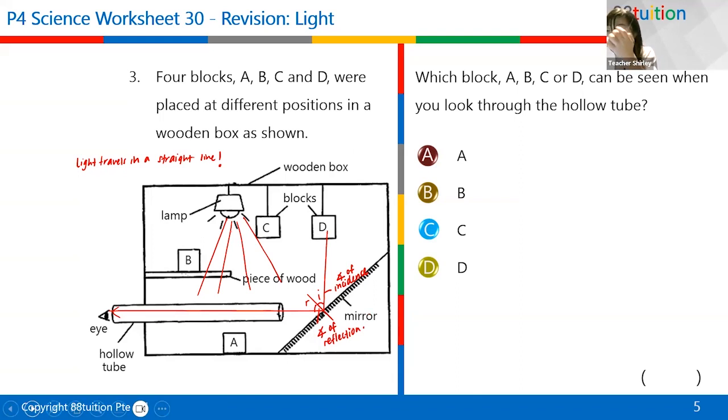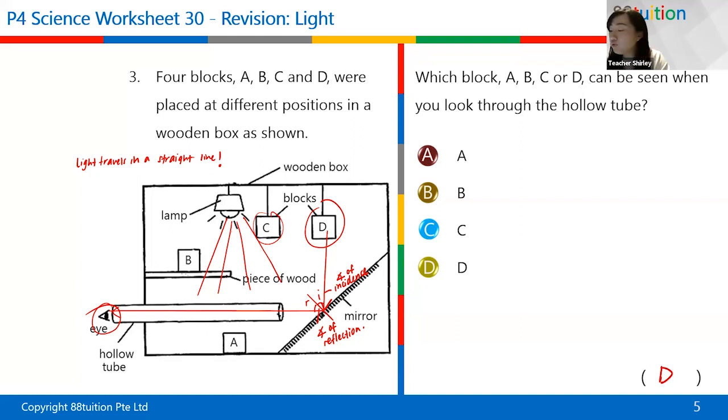Okay, so angle of incidence, angle of reflection. The angle of incidence will be cast on the mirror. The angle of reflection will then be reflected into the eyes. So which object will the eye see? Actually, it's object D. It cannot reach object C because object C is at a different angle if I were to draw it against the mirror. So only object D.